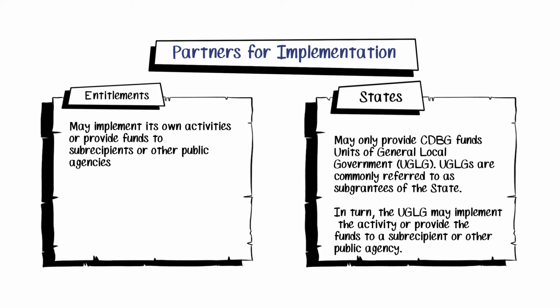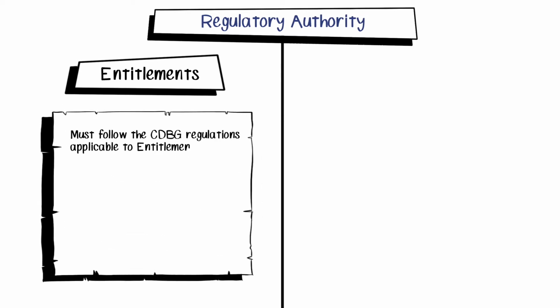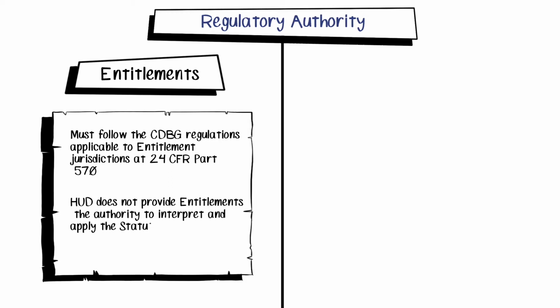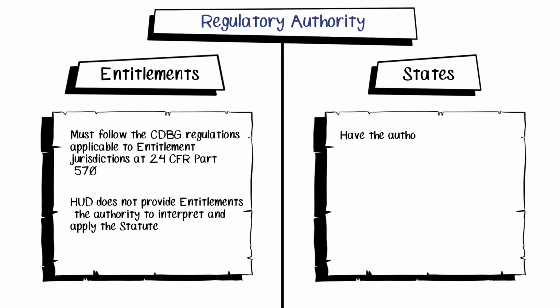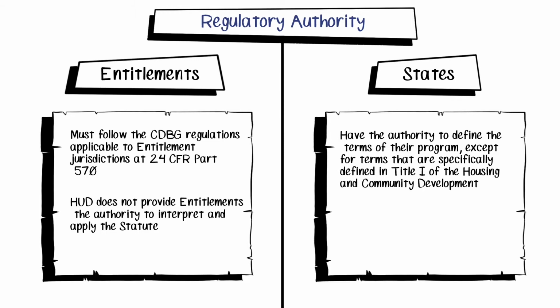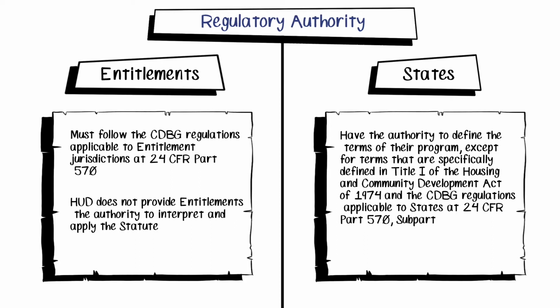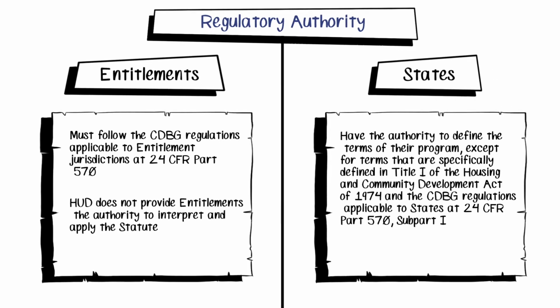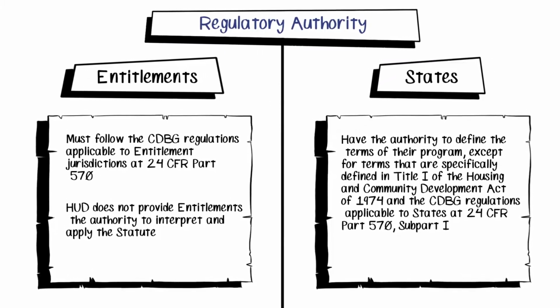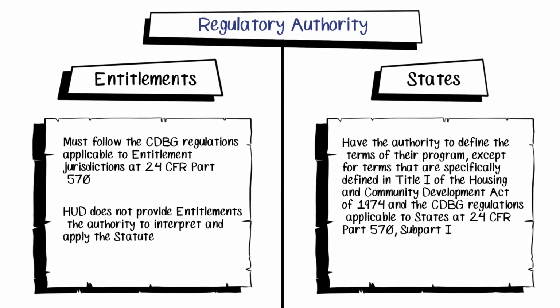The way states and entitlements use the regulations differs as well. Entitlements must follow the definitions provided by HUD at 24 CFR Part 570 and do not have the authority to interpret and apply the statute to their program. States have authority to define the terms and conditions of their program that are not already defined by Title I of the Housing and Community Development Act of 1974 and the CDBG regulations applicable to states at 24 CFR Part 570 Subpart I. The state's definitions must be explicit, reasonable, and not plainly inconsistent with the CDBG statute. This provides states with a greater level of flexibility in designing program activities.